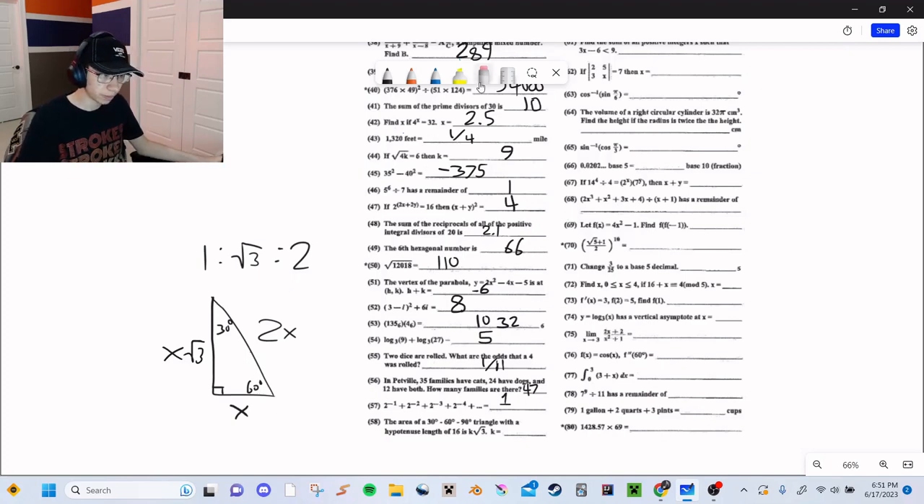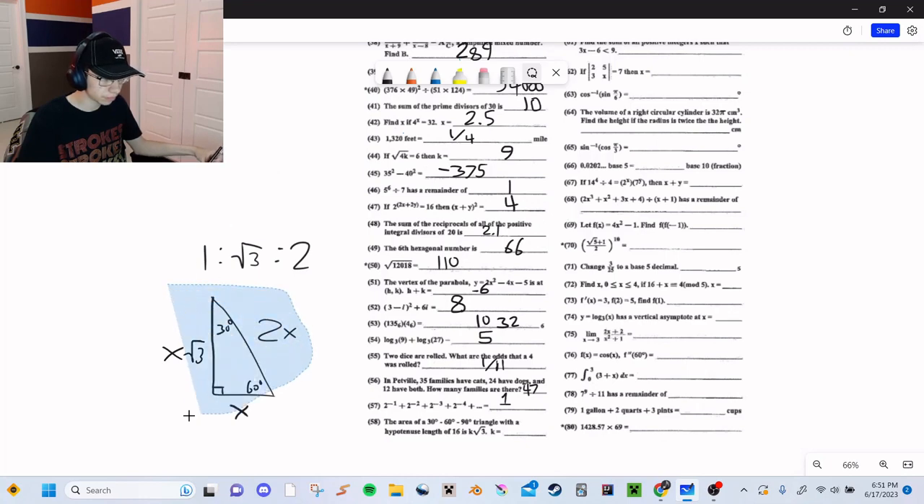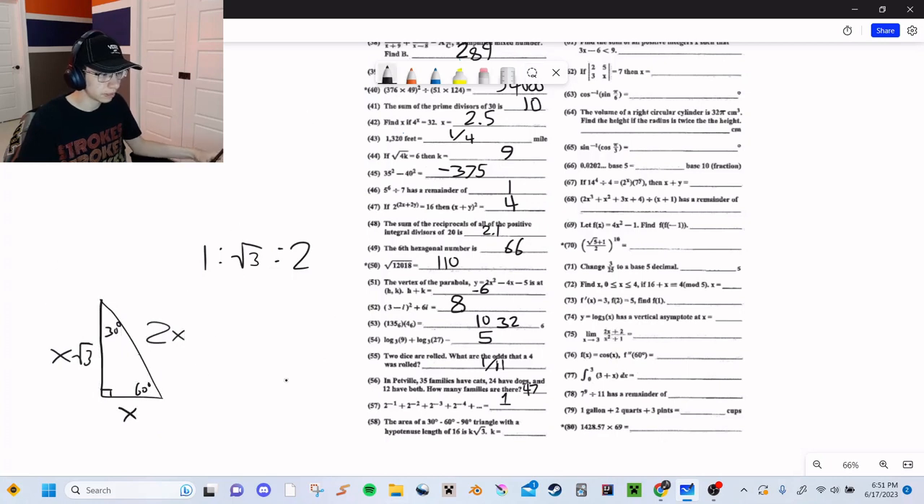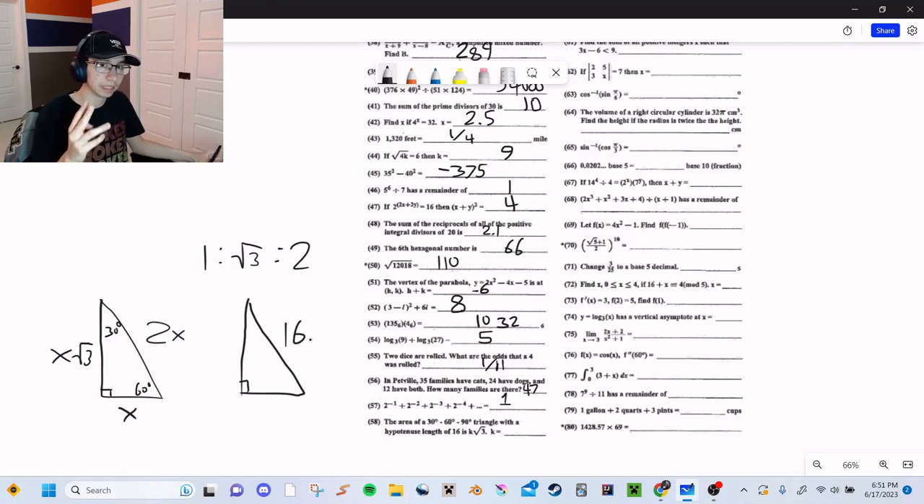So, we're told we have a 30, 60, 90 triangle with a hypotenuse length of 16. And I want to find the area. So let's think. If the hypotenuse is 16, what is the shortest leg? It's 8. What's the longest leg? It's 8 root 3. Right?